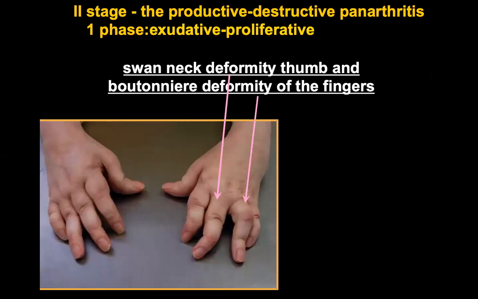The second stage, proliferative destructive arthritis, exudative proliferative. Here you can see swan neck deformity and boutonniere deformity of the fingers.